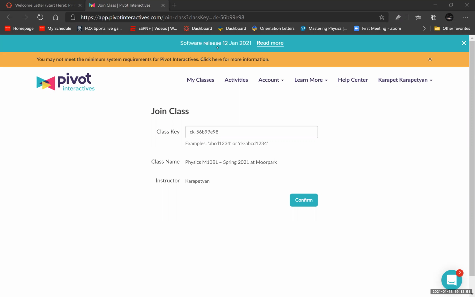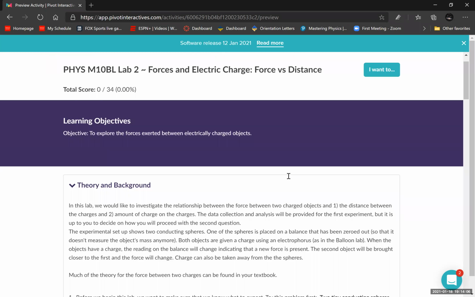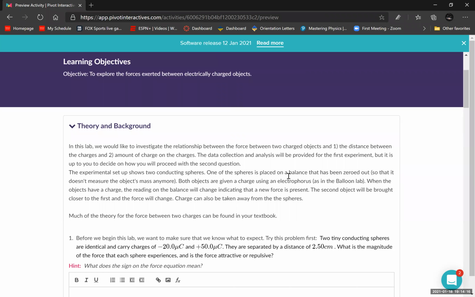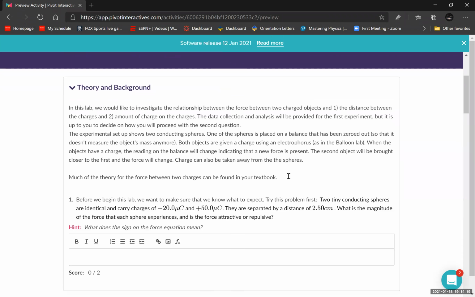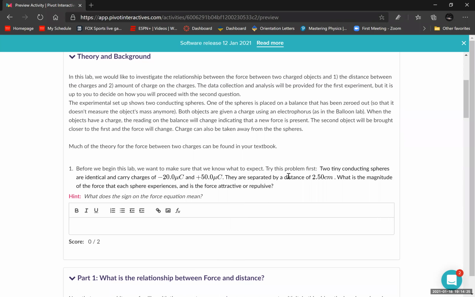All right. Once you do all the registration, you should have access to our lab two, which is this one over here: force and electric charge, force versus distance. You can see the learning objective is to explore the forces exerted between electrically charged objects. Again, there's a little bit of theory over here that you should be able to read on your own. And I have one simple problem that I want you to get started with. This is sort of a pre-lab assignment, so before doing anything else, it's important that you understand how to do something like this.